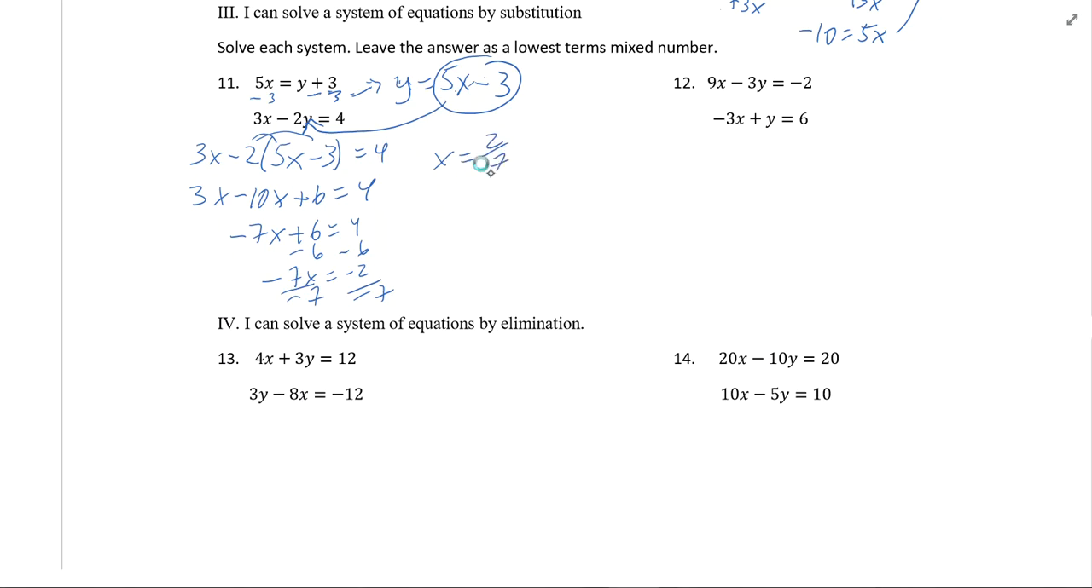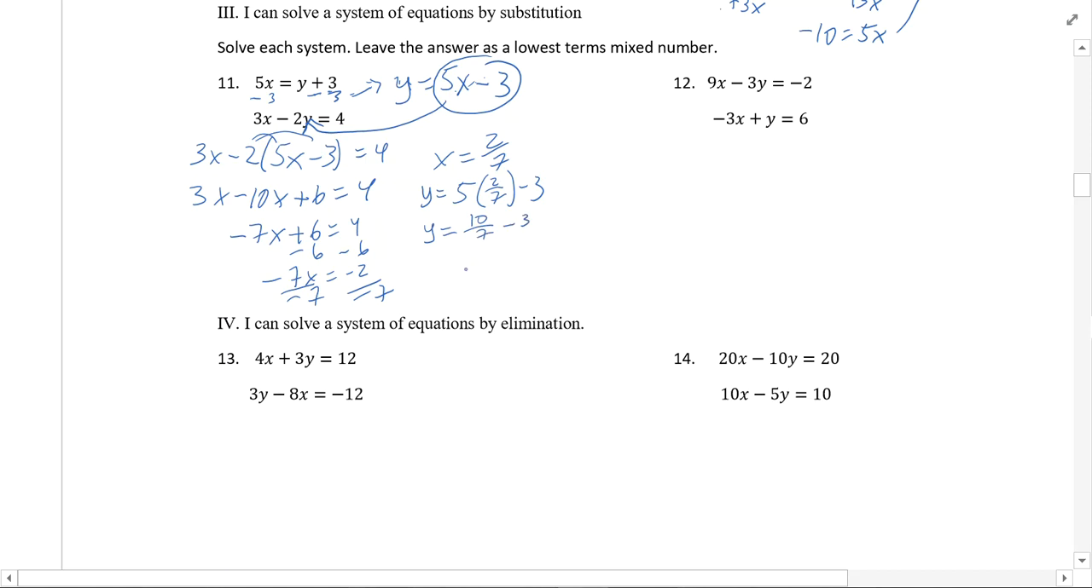Okay, so now that I've solved for x, I need to go ahead and solve for y. Since in this equation y is already isolated, that's where I'm going to plug x in. So I get y equals 5 times x, which is 2/7, minus 3. When I'm multiplying, I want to multiply straight across. So I get y equals 10 over 7 minus 3.